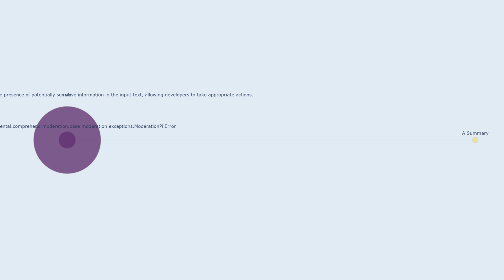Improves data privacy by raising awareness of potential PII exposure. By proactively identifying and signaling the presence of PII, the ModerationPiiError exception promotes a data privacy-conscious development workflow. This helps developers to be mindful of the potential impact of their applications on user privacy and to implement safeguards to protect sensitive information.